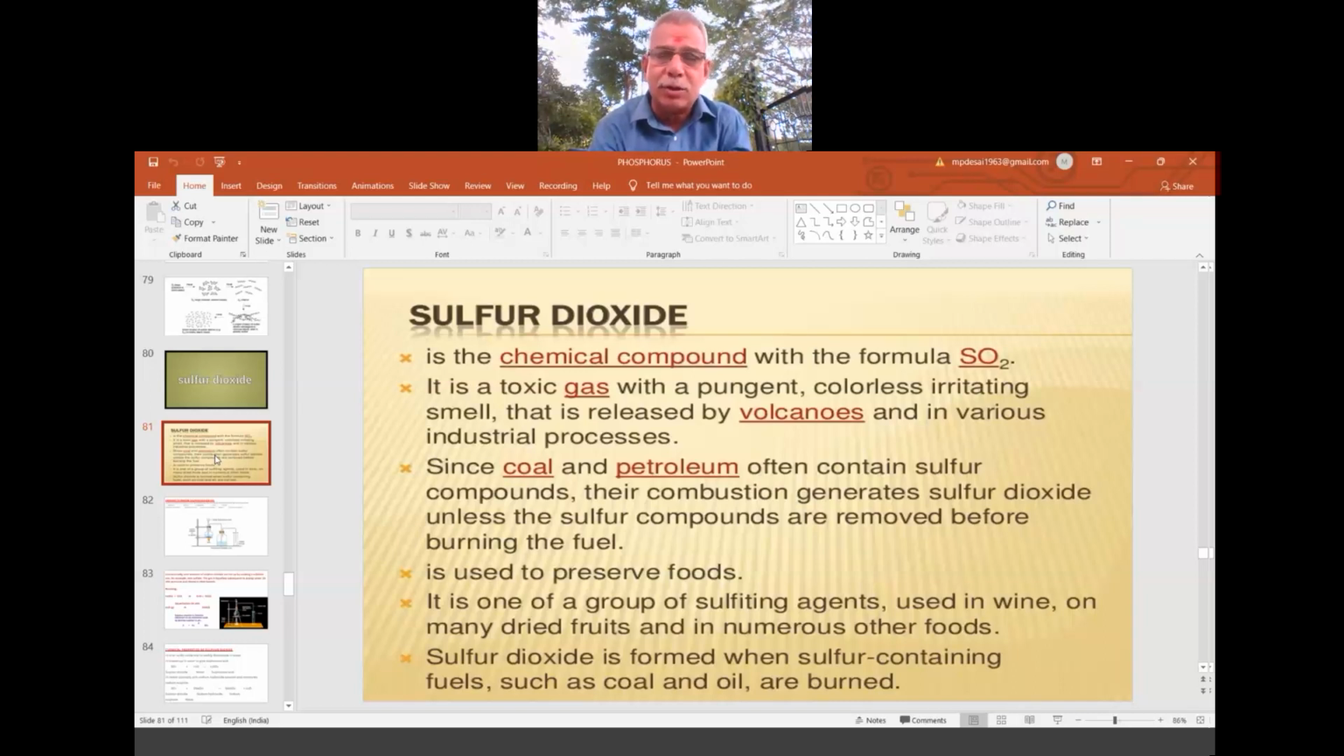In this way SO2 comes to the atmosphere, and by nature, wherever volcanoes are there, SO2 comes too. But volcanoes, how much? At the most once or twice in a year, and only in a particular area that is more prone to volcanoes. So whatever activity is done by nature is under control.